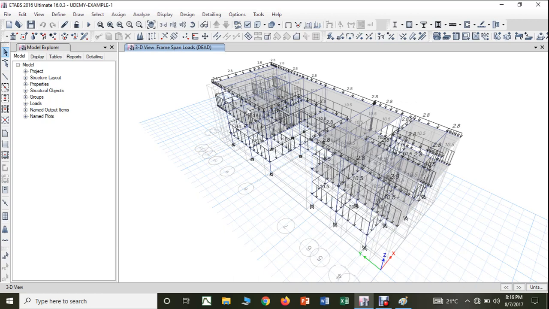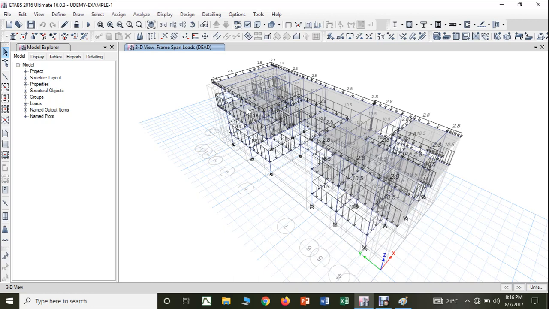It may be made up of tiles, vitrified tiles, wooden flooring, mosaic flooring, or marble flooring. You may have any type of flooring, right? So usually that additional loading will be considered as a dead load whose value is equal to 1 kilonewton per meter square.